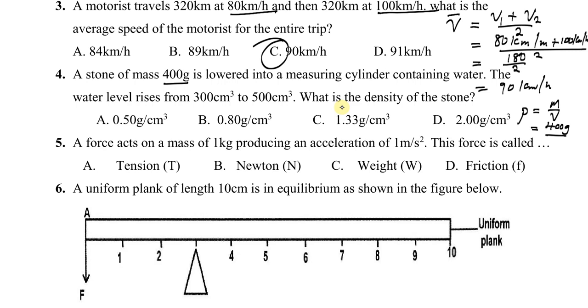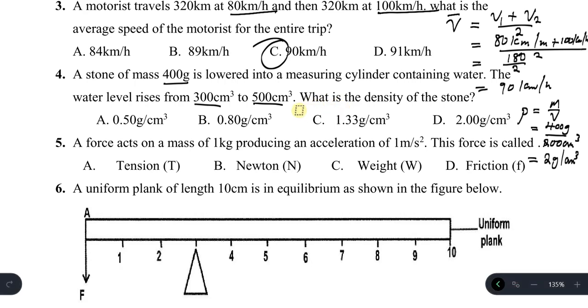You are told that the water level rises from 300 to 500 cubic centimeters. So meaning the water before the stone was put there was at 300, then after the stone was put it went to 500, meaning the volume of the stone is 200. So you put 200 centimeter cubed. Then you divide 200 into 400. You discover that it will go there 2, then you write your gram there, then centimeter cubed.